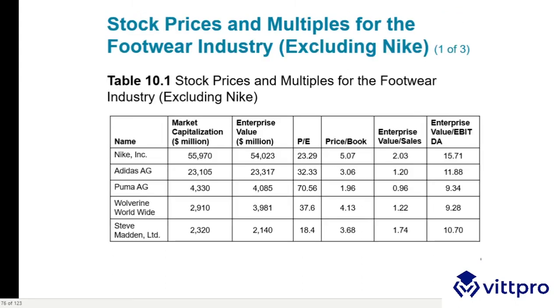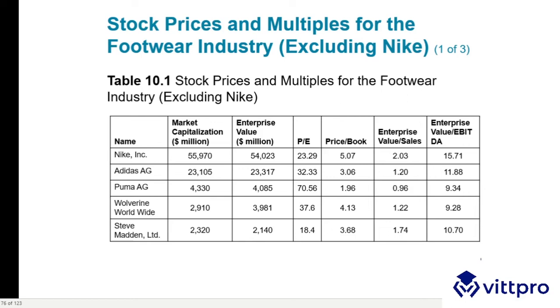So these are examples of some of the different multiples of different companies in the footwear industry. Nike's market capitalization is 55B, Adidas 23B, Puma 4B, Wolverine Worldwide is 2.9B, Steve Madden is 2.3B. Now enterprise value is slightly different, maybe because of their debt structure, and then their PE ratios.